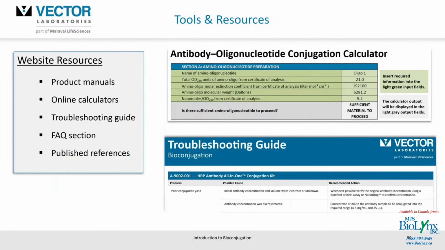Some of the other tools and resources available on our website: we've got product manuals, and online calculators I've listed here that would make the process of bioconjugation a little easier. Troubleshooting guides, so you can go through and make sure that everything is looking as you would expect. We're building out an FAQ section, and we do have some published references available as well.